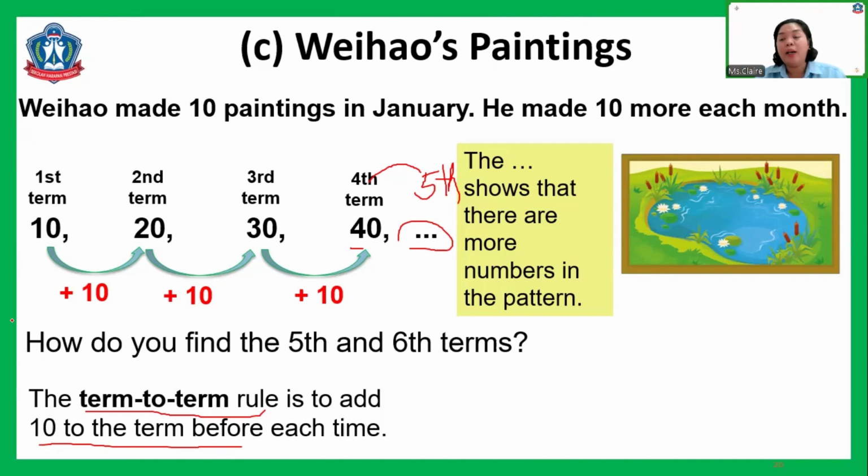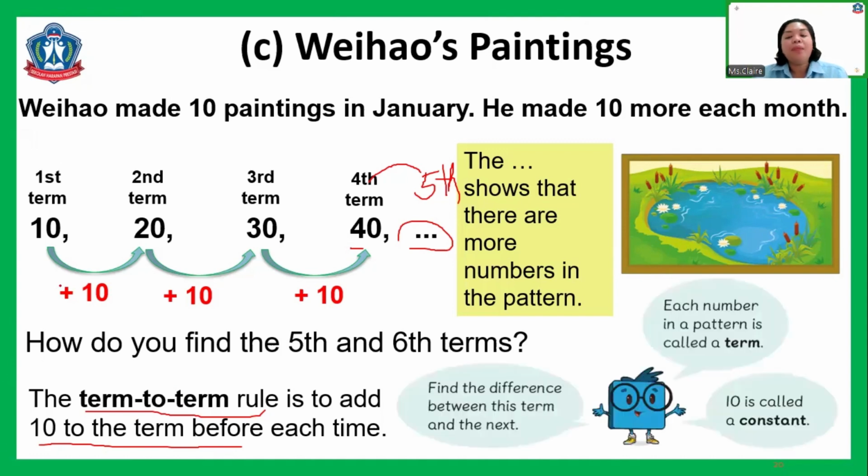So do you understand now, P3, what is meant by term-to-term rule? Okay, so find the difference between this term and the next. Each number in a pattern is called a term. So each number in its pattern is called a term. 10 is called the constant. What is constant, children? Constant means a number that will not change. Because when we add 10 here, it does not change.